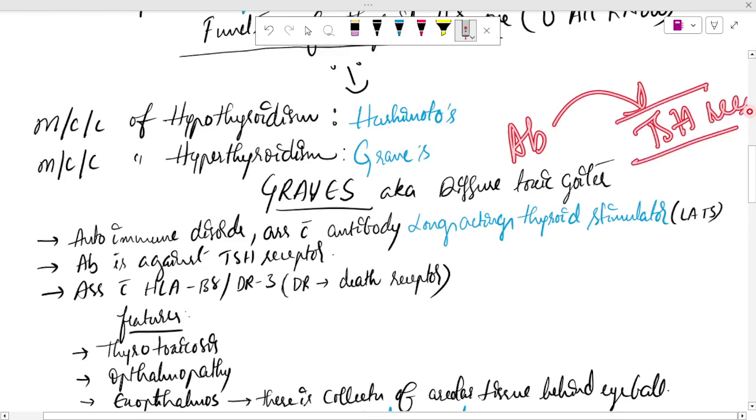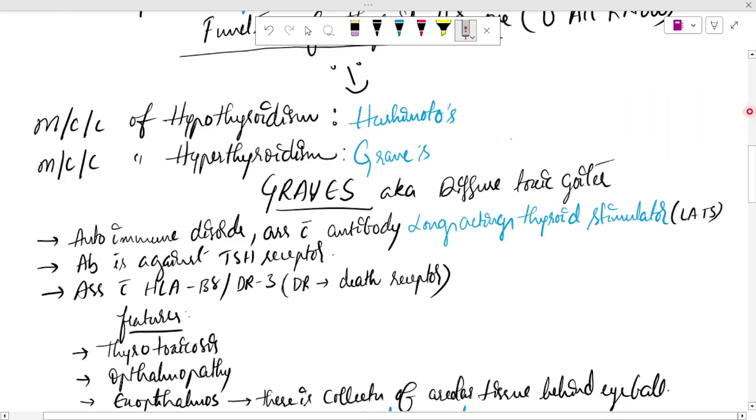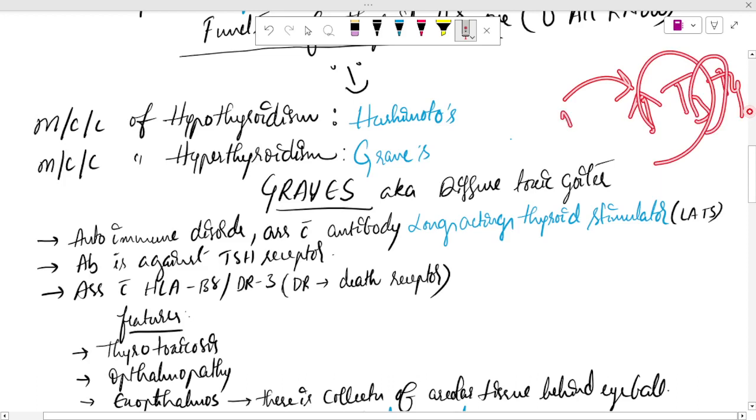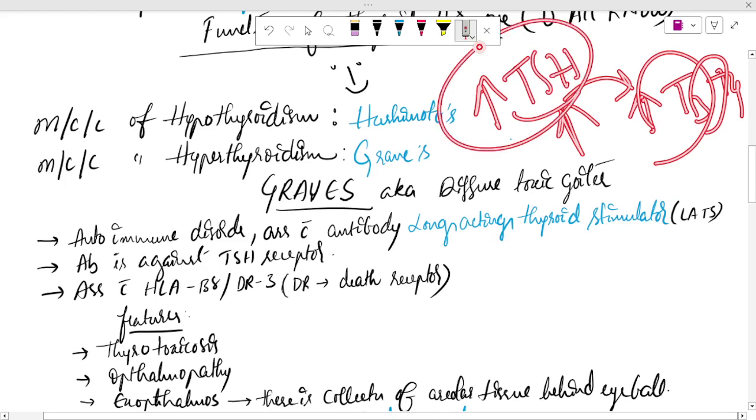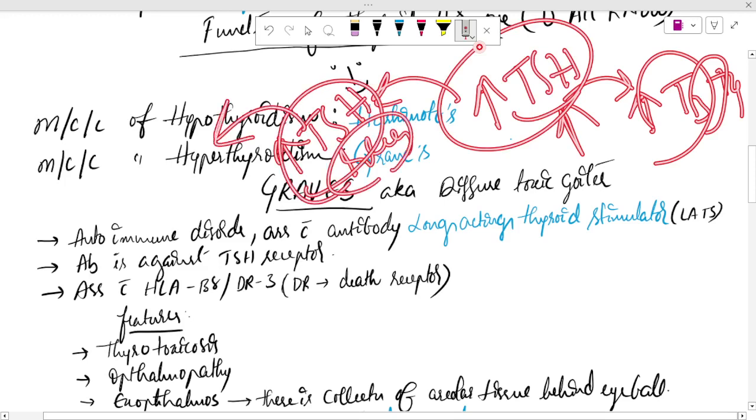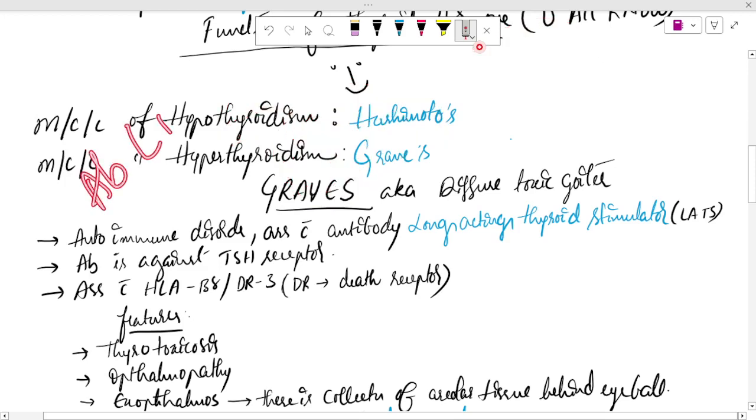Now, what happens if the TSH receptor is activated? Then obviously TSH will be secreted. If thyroid stimulating hormone is secreted, what will it do? It helps in increasing the release of T3 and T4, so T3, T4 levels are elevated. Why? Because of increased action of TSH. Why increased action of TSH? Due to increased action on the TSH receptor. Why increased action on the TSH receptor? Due to the action of the antibody LATS, long acting thyroid stimulator.